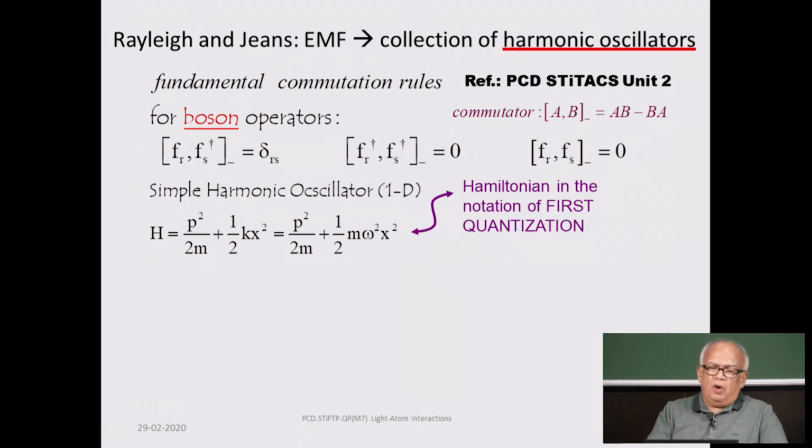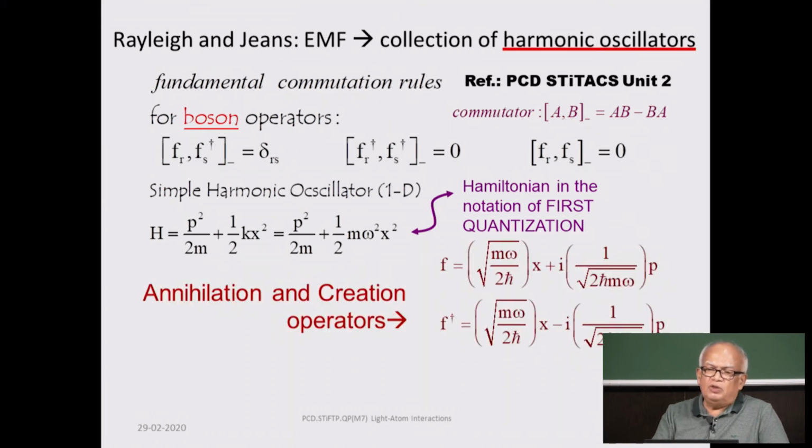And you have a system of oscillators for which the classical Hamiltonian is just p squared over 2m plus half m omega squared x squared. As we know, we consider a simple one dimensional system. This is the Hamiltonian in the first quantized notation, but then in terms of the second quantized operators, you define the f and f dagger in terms of position and momentum operators.